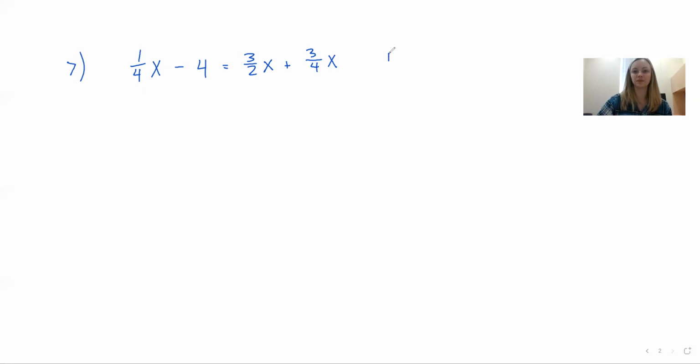What we're going to do is multiply by the LCD. And so we need to find the LCD. If we look at all of our fractions, think of this just like when you're adding two fractions together, the common denominator, same concept. We have a 4, a 2, and a 4. So the LCD, the smallest number that 2 and 4 both go into, is 4.